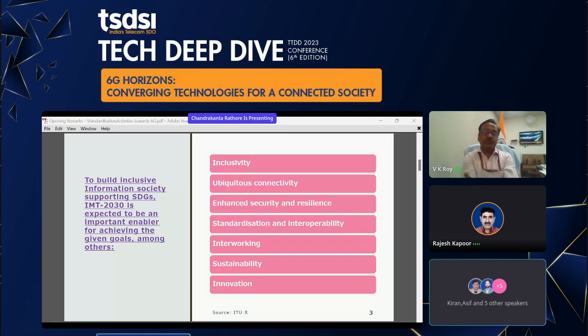This slide shows how to build an inclusive information society supporting SDGs. So what is the expectation from IMT 2030, 6G? It should be an enabler for achieving the given goals like inclusivity, ubiquitous connectivity, enhanced security and resilience. Even it should work in a disaster. It should be a resilient one, with standardization and interoperability, interworking to have seamless connectivity. It should support non-IMT networks also. Sustainability, innovation. These are the goals for IMT 2030.